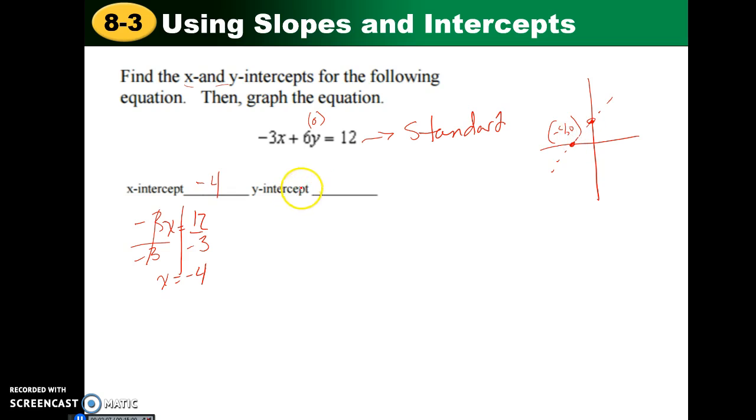Now my y-intercept, I do the same thing, but I plug in 0 for x this time. So negative 3 times 0 is 0. And I'm left with 6y equals 12. Well, what times 6 equals 12? y equals 2, or I divide both sides by 6. So my y-intercept is 2. So the point is 0 for x and 2 for y. 0, 2. That's my x and y intercept using standard form.